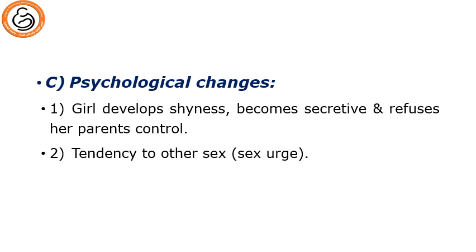So we have the hormonal changes, physical changes, and eventually we have psychological changes. The girl develops shyness, becomes secretive, and refuses her parents' control, which is actually an important problem and should be managed with care. Tendency to the other sex, which is called sex urge. The girl starts to find the difference between her and the other sex.